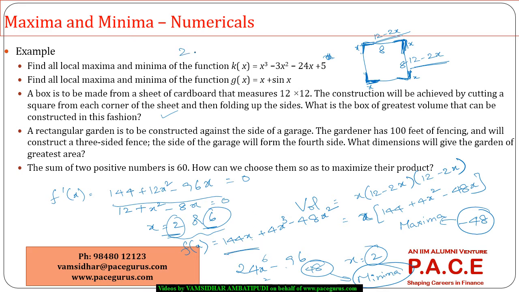144 into 2, 288 plus 4 times 2 cube. 2 cube is 8, 8 times 4 is 32. Minus 48 times 2 squared. 48 times 4, how much? 192. 288 plus 32, 320 minus 192, almost 208. So this much of volume is what is created by this particular box.